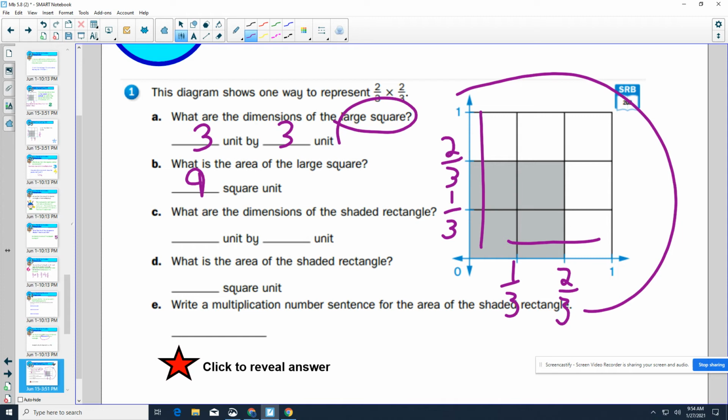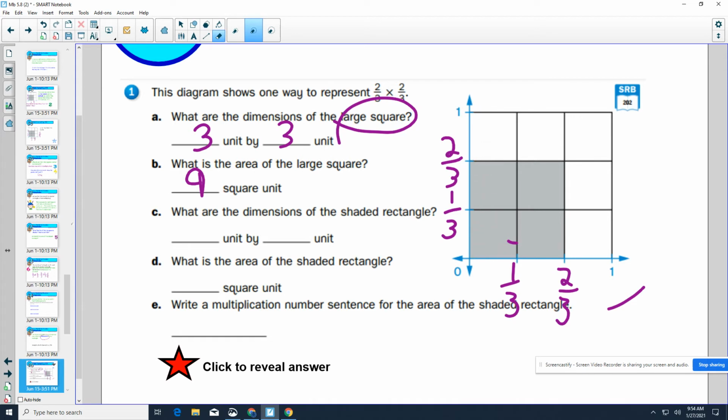What are the dimensions of the shaded rectangle? So I'm going to do a little erasing on some of these marks here. And as you looked at this, you should have noticed with the shaded rectangle that it's 1/3, 2/3 this way. So 2/3 by 2/3. And then we know for the area, we could do length times width, or in this case, we could simply count and see that there's 4 out of 9 total squares shaded.